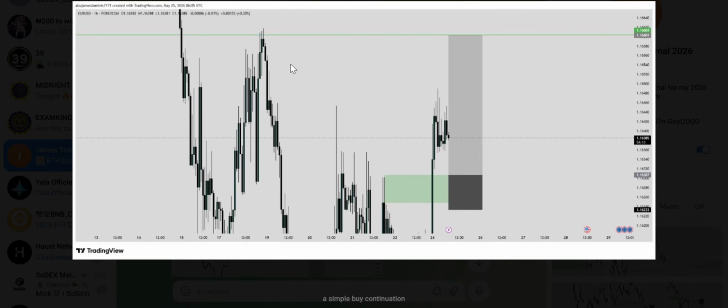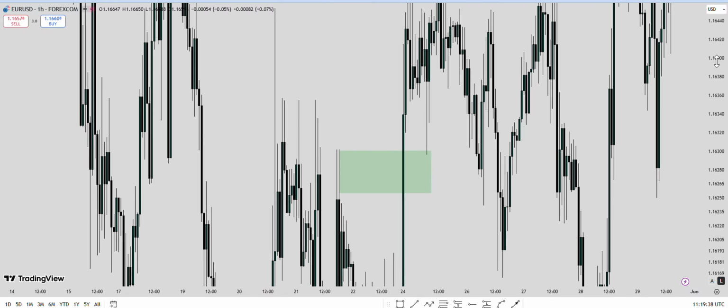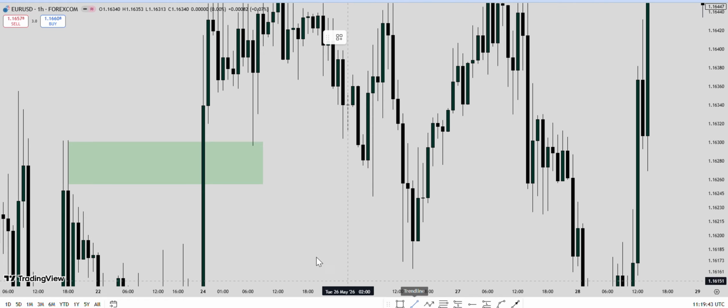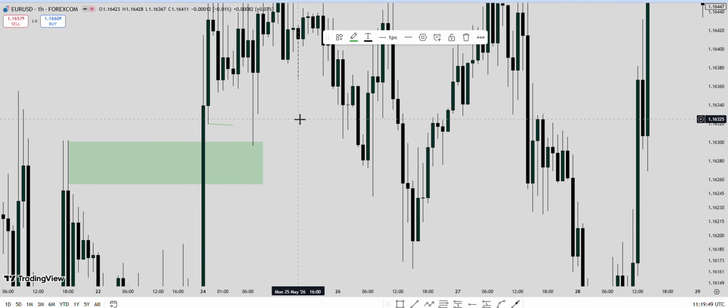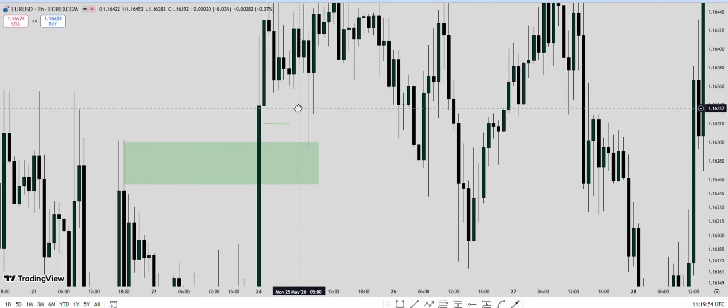What I was looking for was price broke this breaker block here, broke it with a full body candle. Then price came down. This particular candle you can see, let me go to my TradingView so that you see too. This particular candle here was my inducement into this breaker block.